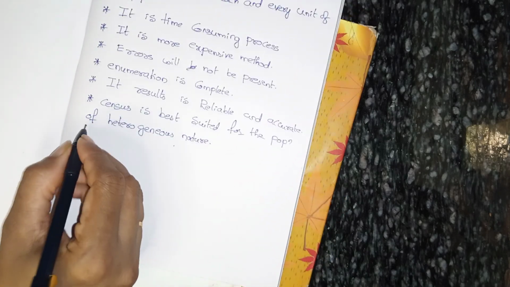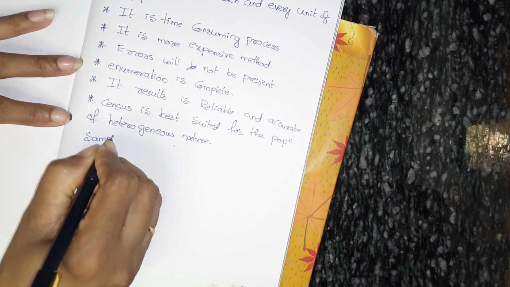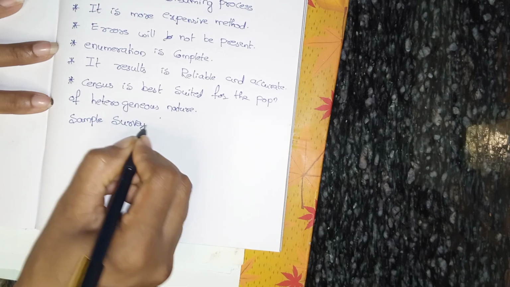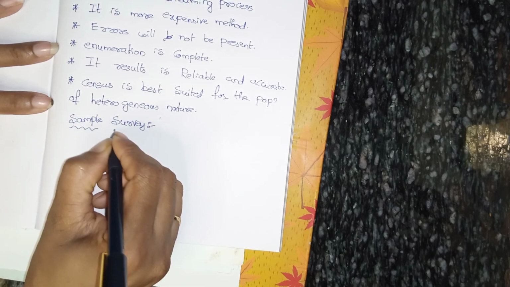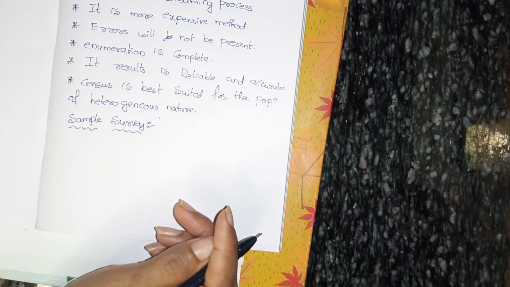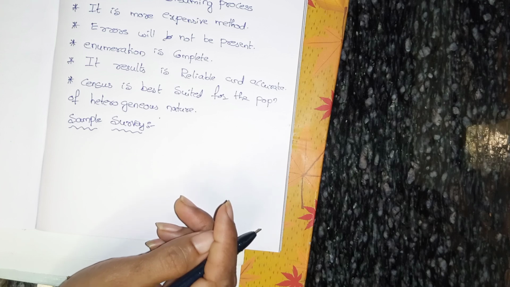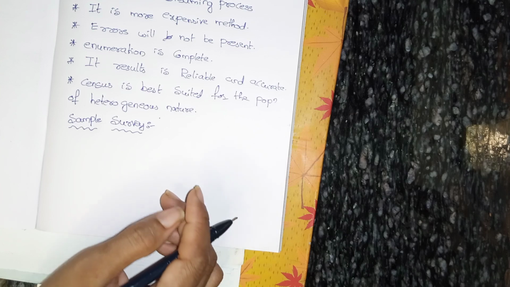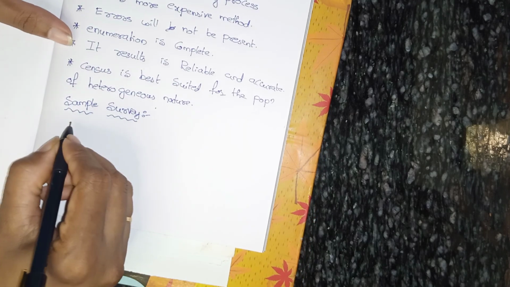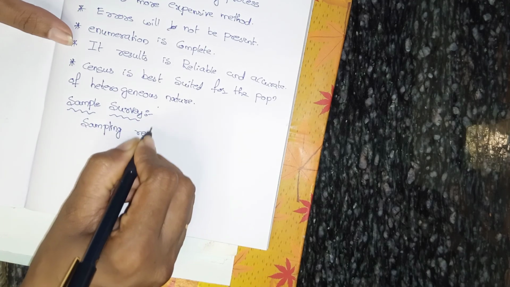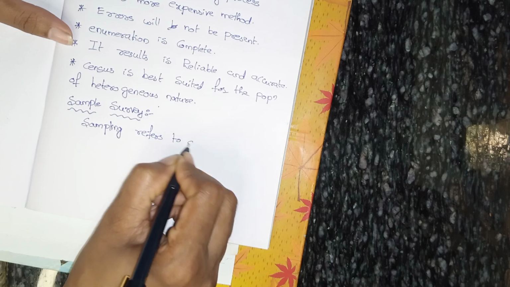Now we will learn about the next, sample survey. So what is sample survey? We all know that sample is nothing but it is taken from the population. We can also say that sample is a subset of population. So what are the properties a sample survey is having? Now let us discuss. So the first is nothing but we'll learn what is sample survey. So sampling refers to a portion.